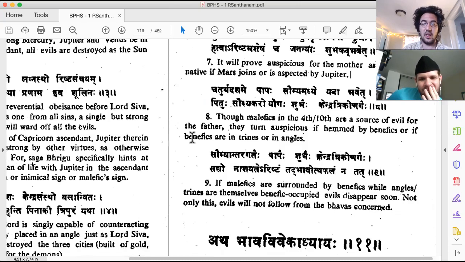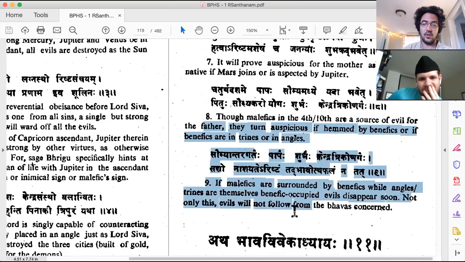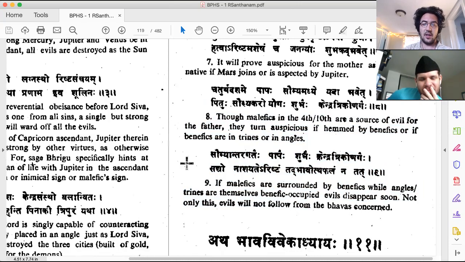To me, this is gold. These two shlokas: the idea that if you have a malefic in any house, and either house on either side has benefics, that's basically Shubha Kartari Yoga. Although some people say that's only for the ascendant, it's basically benefic hemming. I look at it for anything personally.